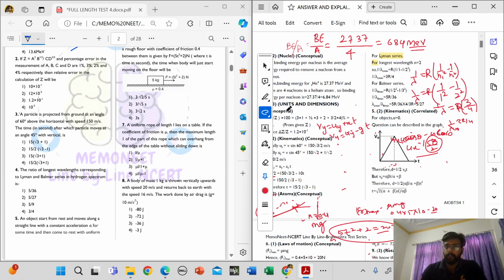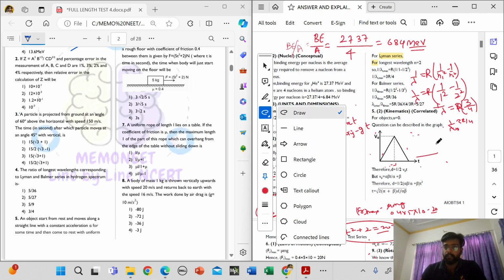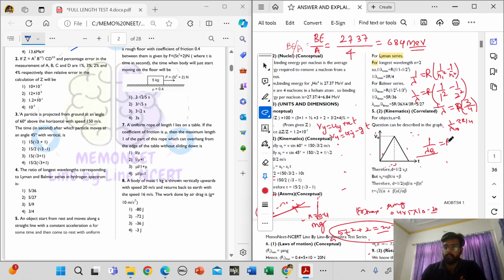Similarly, we get the value for the Balmer series. For Balmer, 1 upon lambda Balmer is equal to R times (1 upon 2 square minus 1 upon N square), and the longest wavelength corresponds to N equal to 3. Taking the LCM 36, 9 minus 4, we get 1 upon lambda Balmer is equal to 5 upon 36 R.